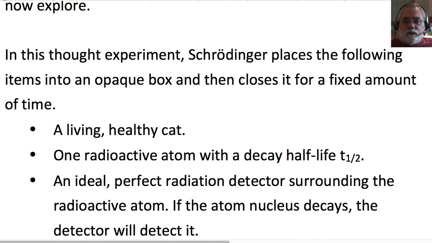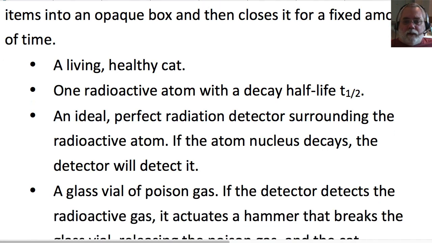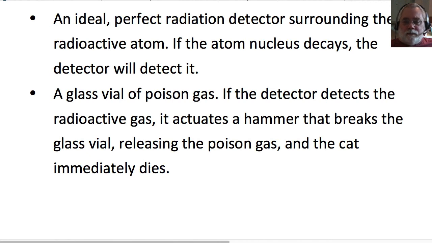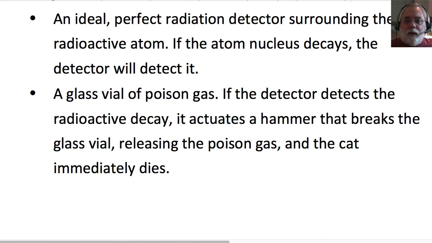In this thought experiment, Schrödinger places the following items into an opaque box and then closes it for a fixed amount of time. A living healthy cat. One radioactive atom with a decay half-life T1/2. An ideal perfect radiation detector surrounding the radioactive atom. If the atomic nucleus decays, the detector will detect it. A glass vial of poison gas. If the detector detects the radioactive decay, it actuates a hammer that breaks the glass vial, releasing the poison gas, and the cat immediately dies.